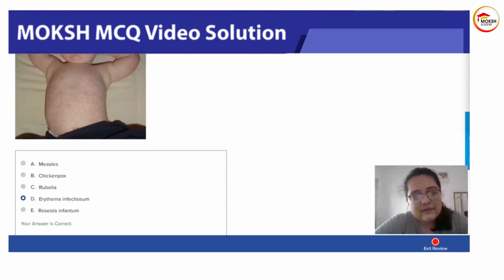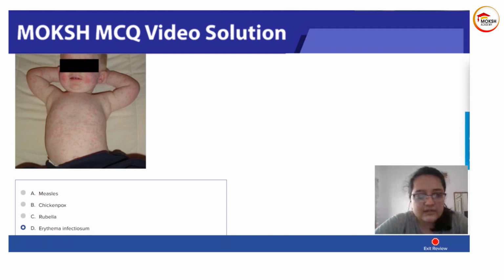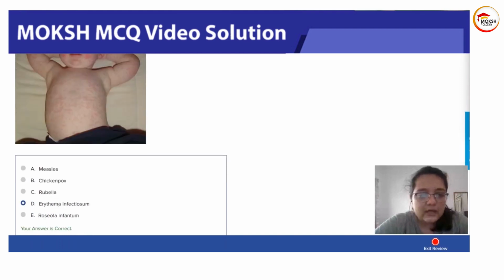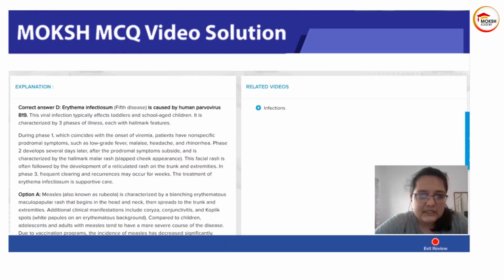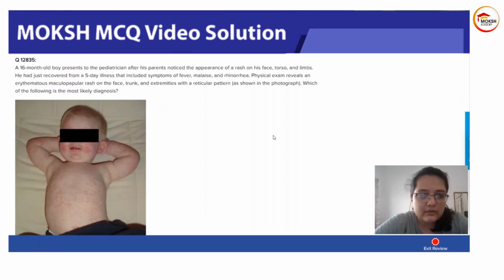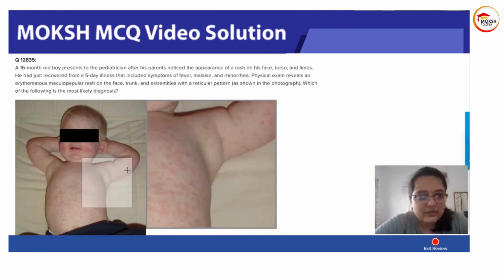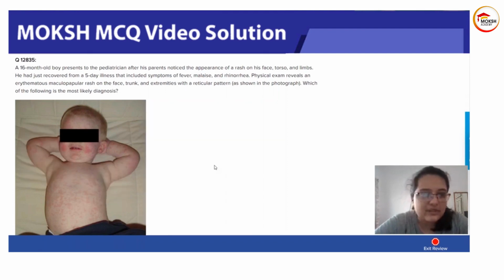Roseola infantum would present with a generalized rash, and there are not many buzzwords that you need to pay attention to. But it is because of HHV 6 and 7, and because we are having these classical signs here, we'll go with erythema infectiosum. Unless you have no other signs left or no buzzwords that are fitting, you can go for roseola. But in USMLE, the majority will not have that answer.